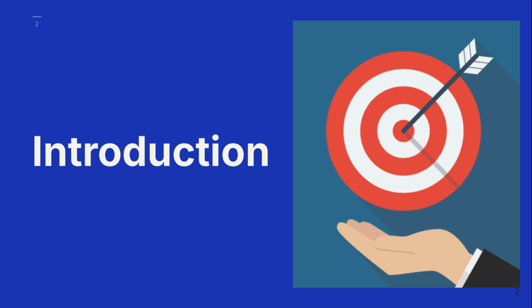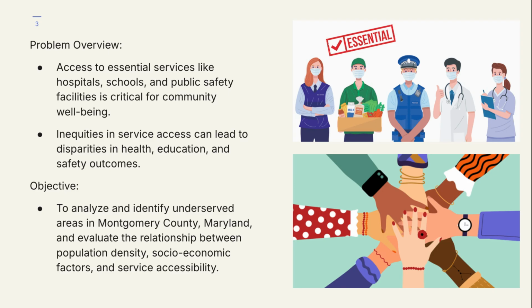To begin, let's quickly go over the main objectives of my study. Access to services like hospitals, schools, and police stations is critical for the quality of life in any community. However, not everyone has equal access to these essential services, and disparities can exist depending on where people live. In Montgomery County, Maryland, where there is a mix of suburban, urban, and rural areas, these disparities can be significant.